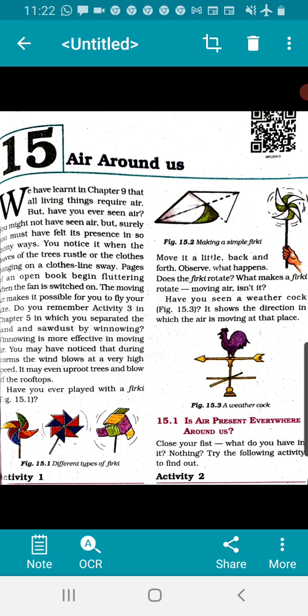You may have noticed that during storms, the wind blows at a very high speed. It may even uproot trees and blow off their rooftops. So, today we are going to study about the air around us.